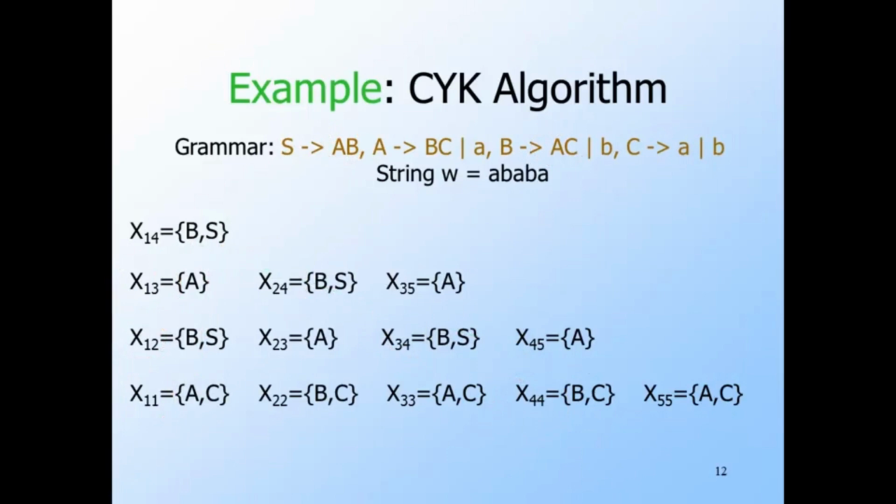Here are the last 2 entries in the triangular table. x25 turns out to be the set containing A. We'll let you check that one out. And x15 is also A. We get A from x14, which has B, and x55, which has C. BC is a body, and A is its head. Since S is not in x15, we conclude that ABABA is not in the language of the given grammar.